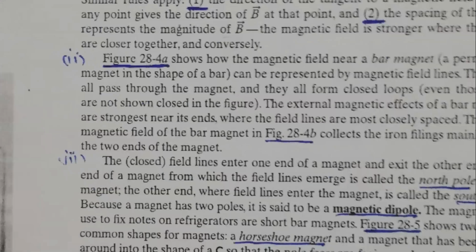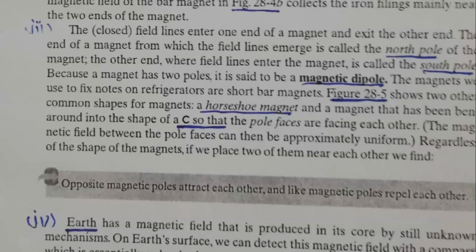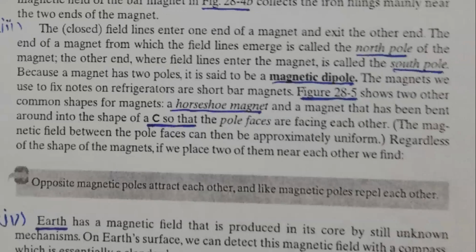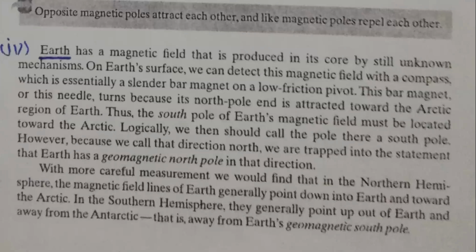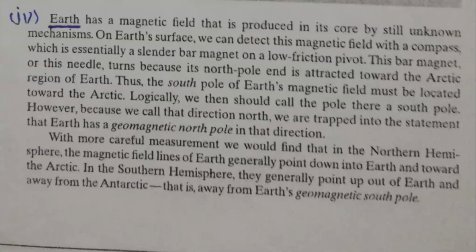So there are many shapes of magnets: horseshoe magnet, C-shaped magnet. These shapes of magnets are also given on the next page. Earth also behaves like a magnet, you know this.